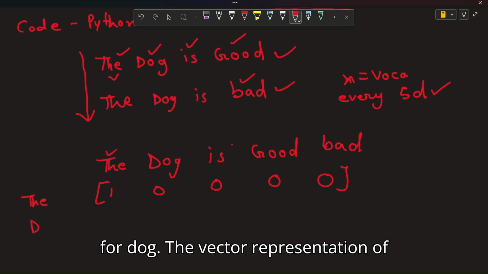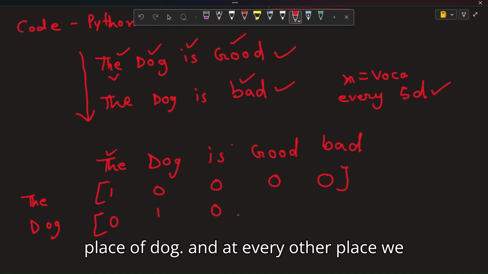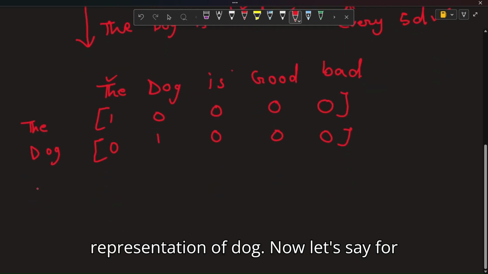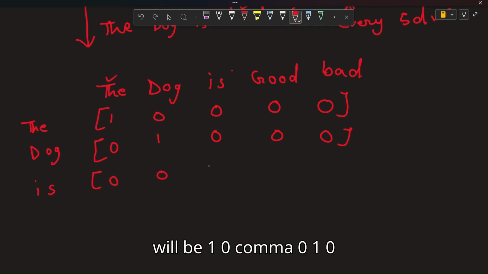Now let's see for "dog". The vector representation of "dog" is 0, then we write 1 in the place of "dog", and at every other place we write 0. So this is the vector representation of "dog". Now let's say for "is", it will be 0, 0, 1, 0, 0.